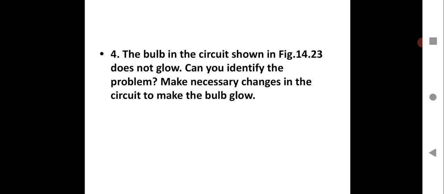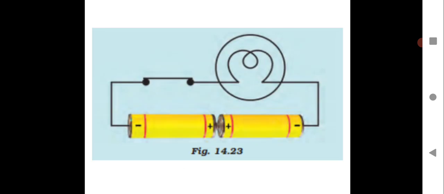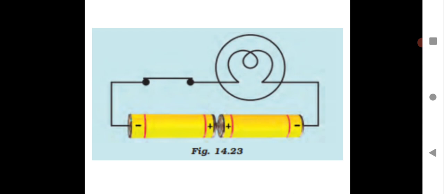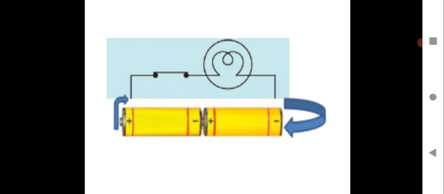Then, the bulb in the circuit shown in figure 14.23 does not glow. Can you identify the problem? Make necessary changes in the circuit to make the bulb glow. So when you have the diagram here, the bulb is not glowing. So why is it not glowing? You have to draw the answer for this. Because here you can see the problem was the cells. Over here the positive and the positive terminal come together, which is not advisable. It will not allow the electric current to flow, because the connection required should be, the cells should be connected negative to positive.